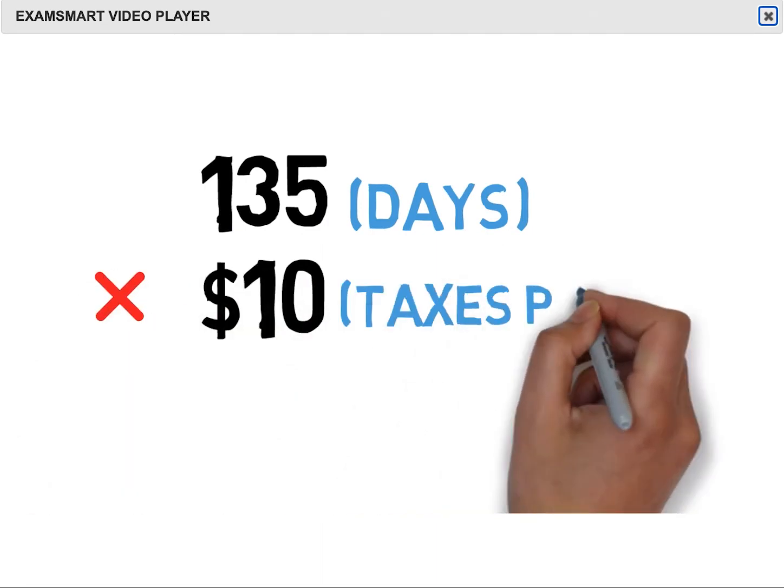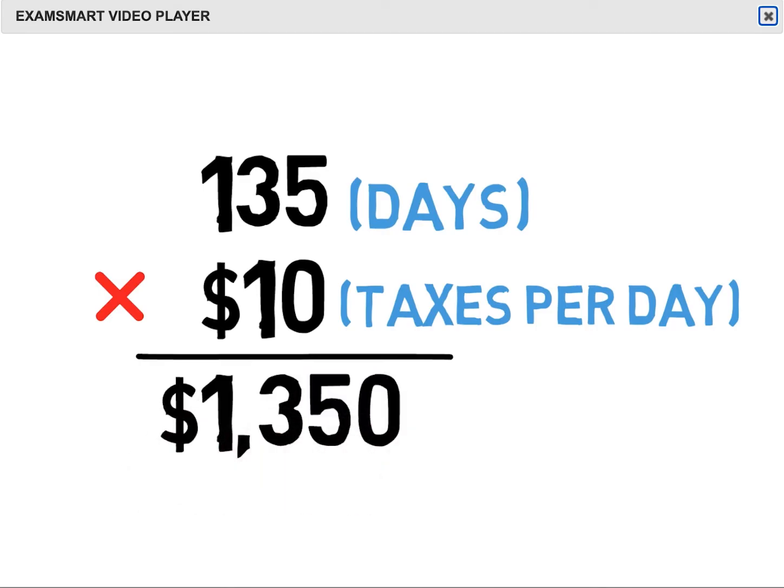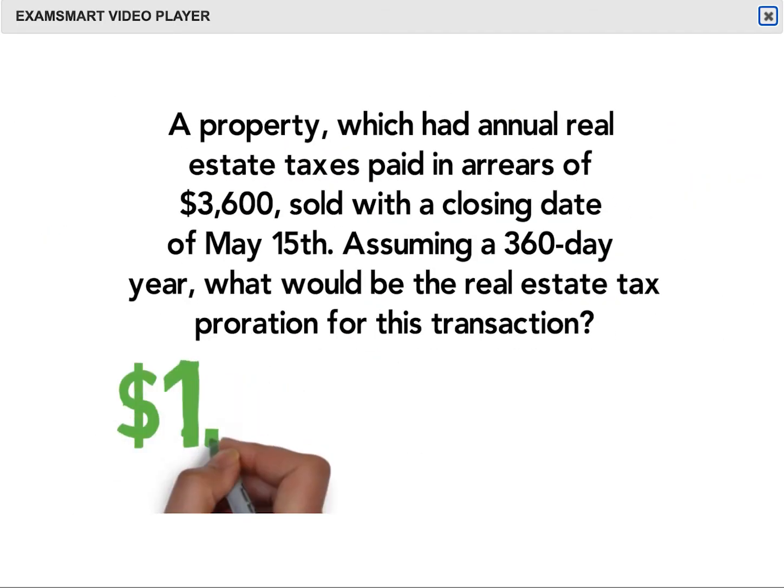We then take 135 days times the $10 per day for the taxes to get $1,350 for the taxes owed by the seller. Our answer again is $1,350.